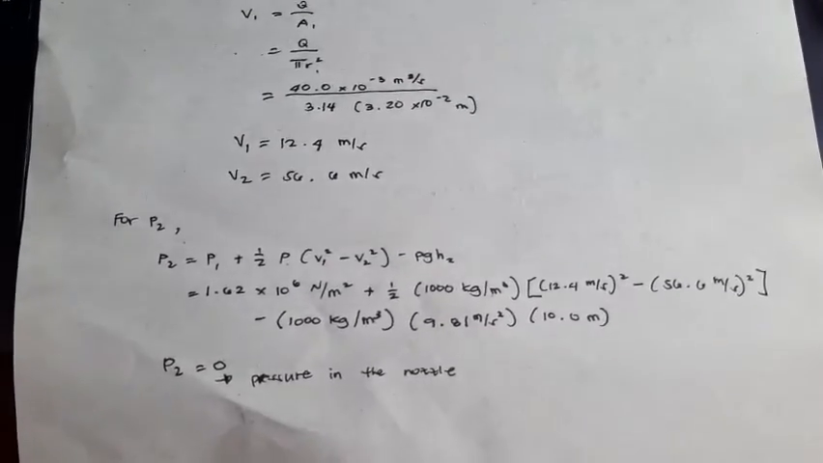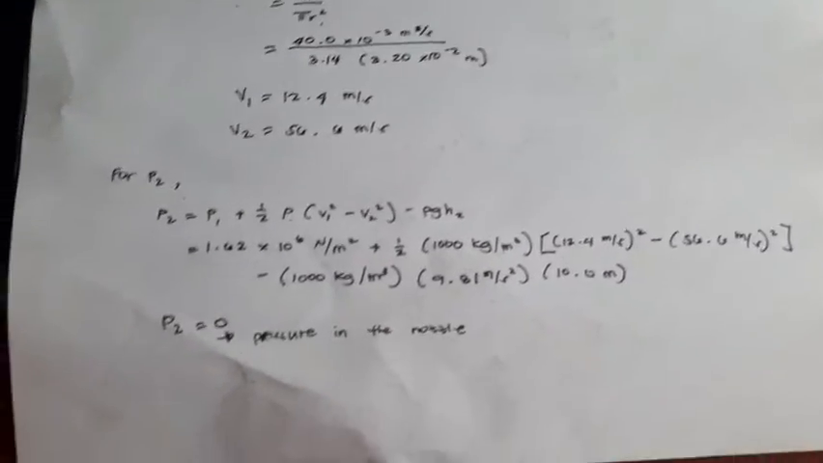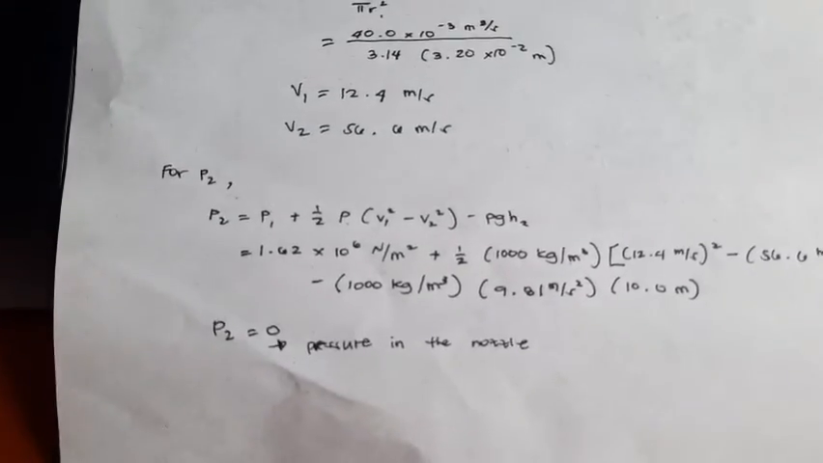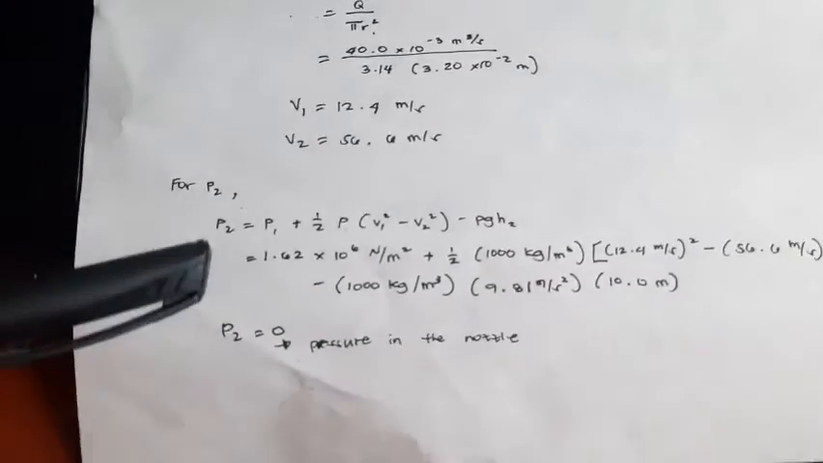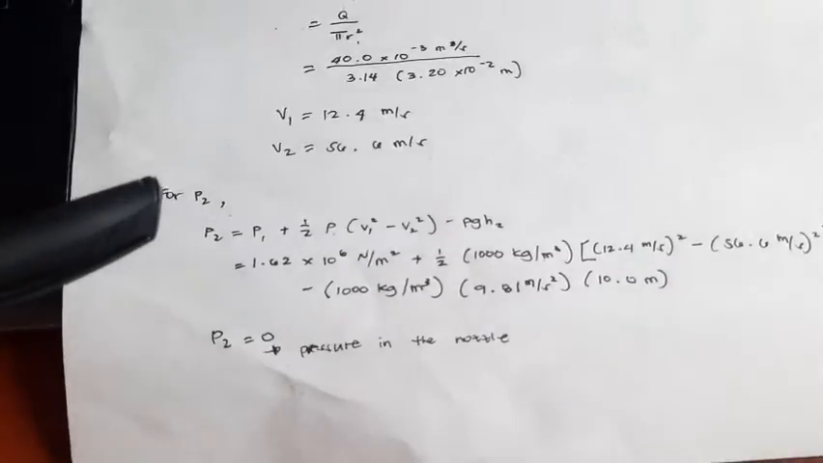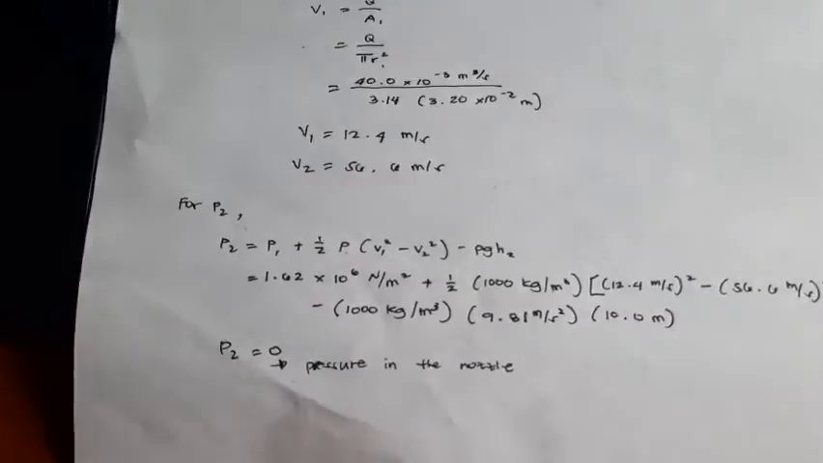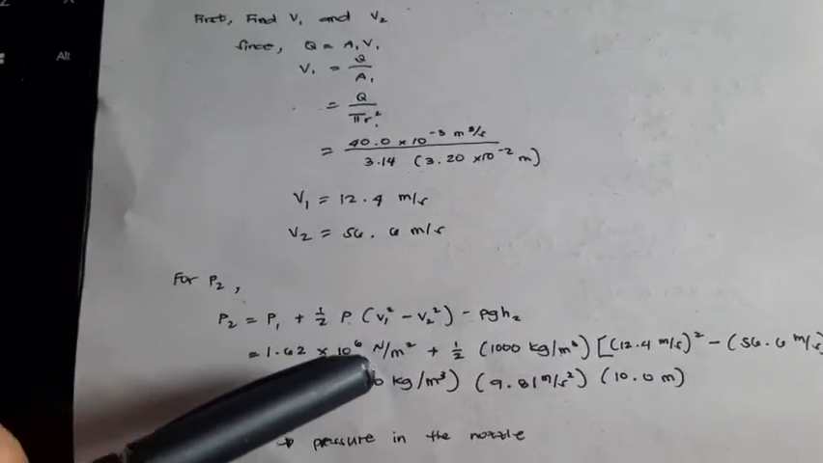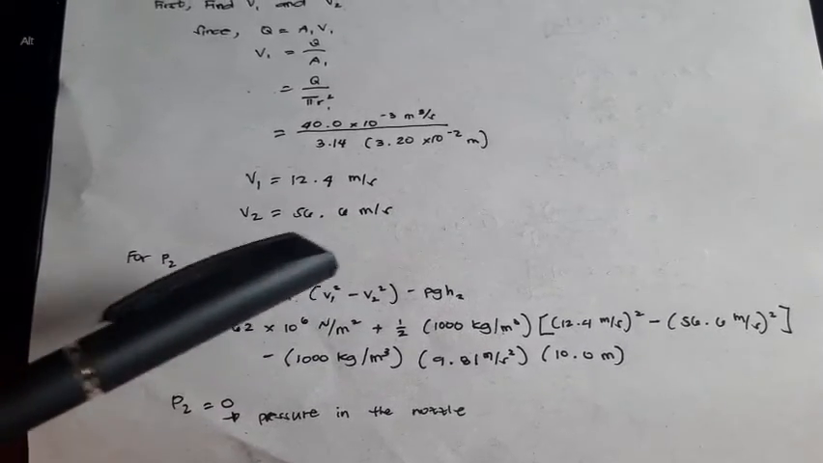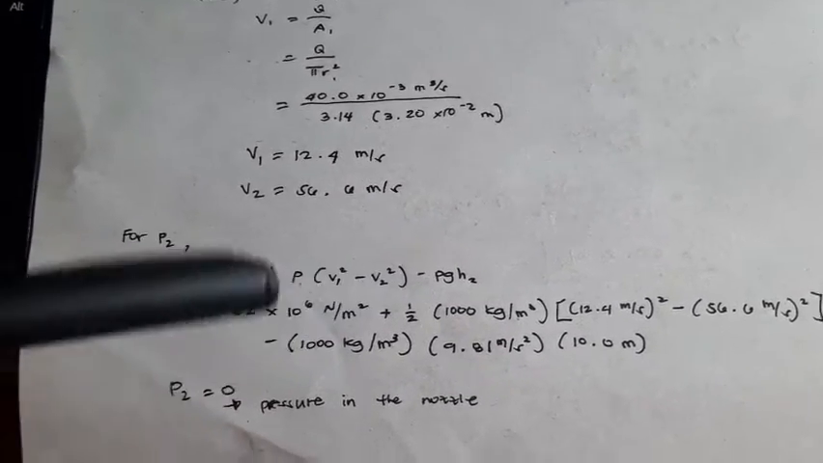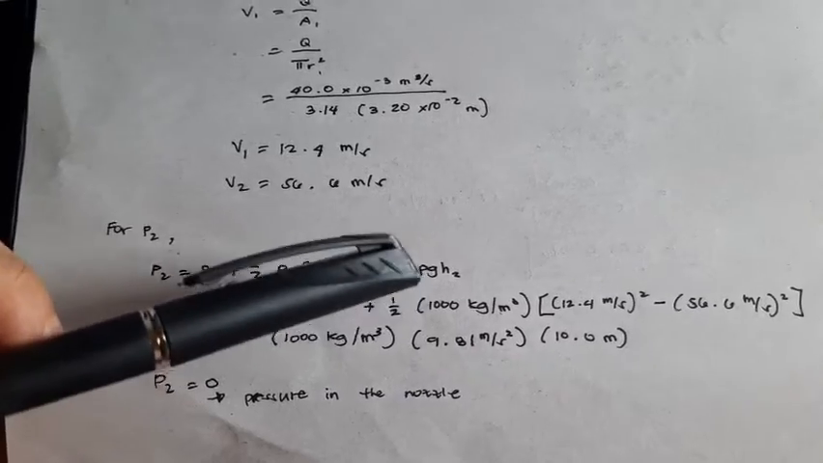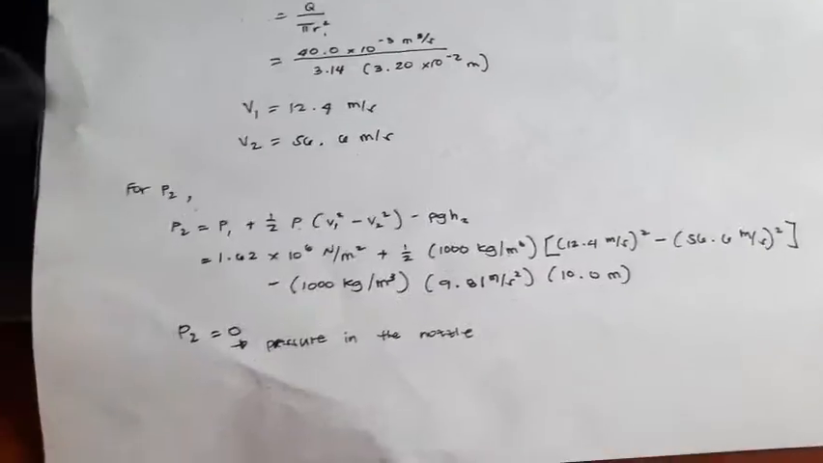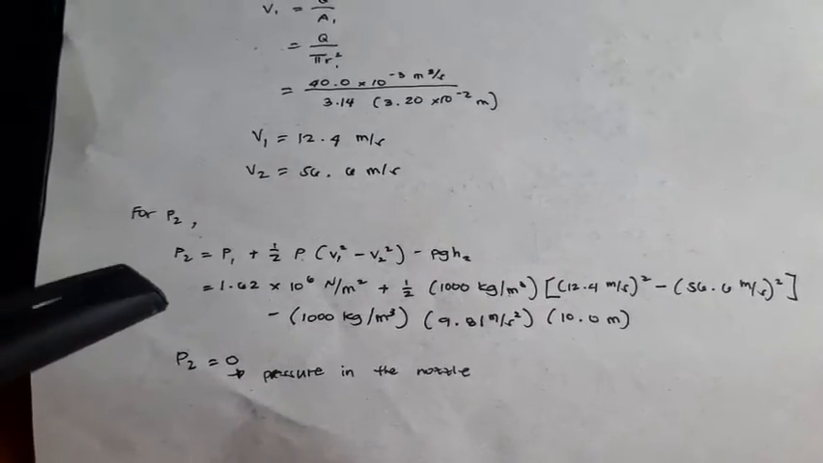Now, we must find P2, or the pressure in the nozzle. We will use Bernoulli's equation. So, P2 is equal to P1 plus 1/2 ρ times the quantity V1 squared minus V2 squared, minus the density, gravity, and the height, ρgh2. Then we just substitute.